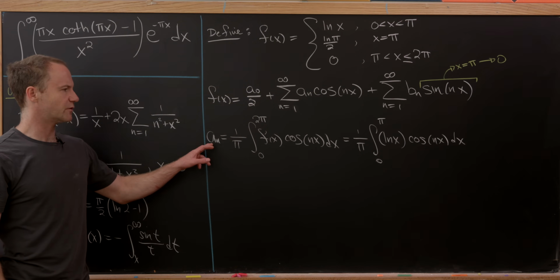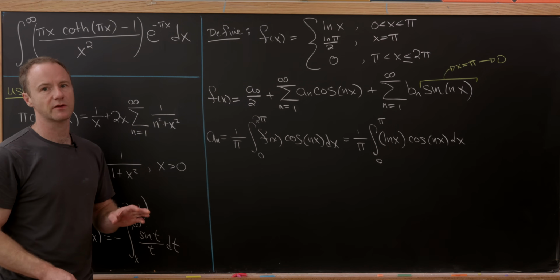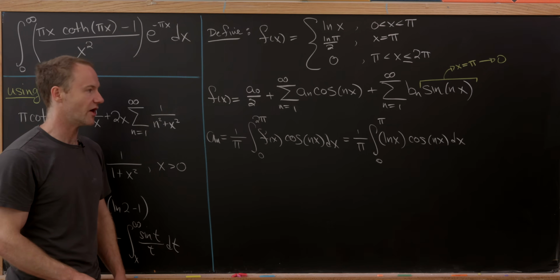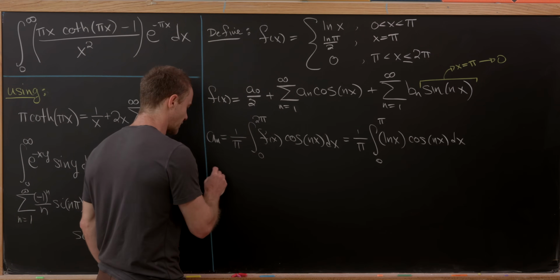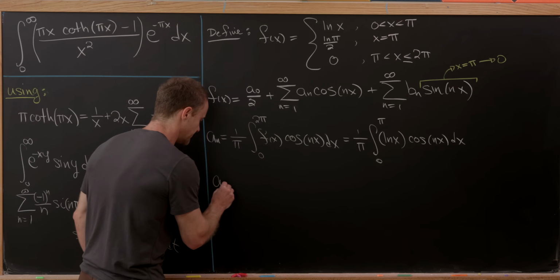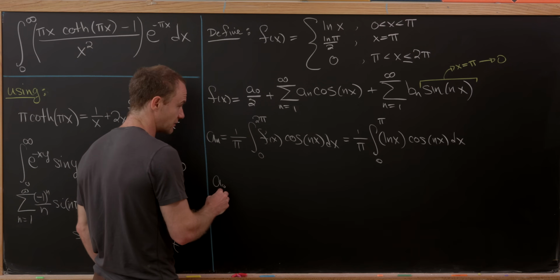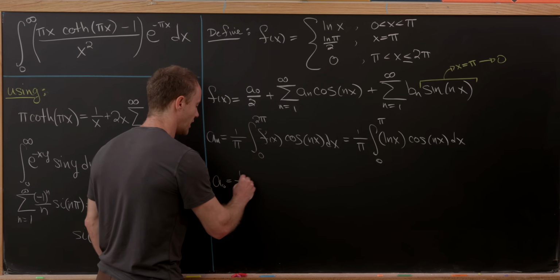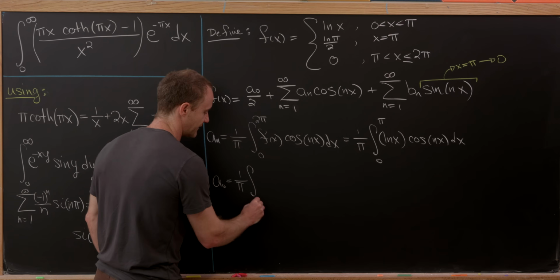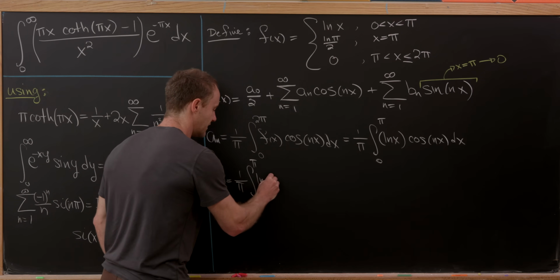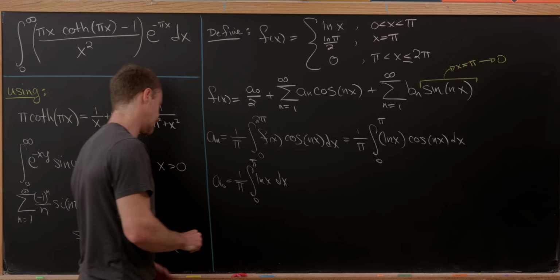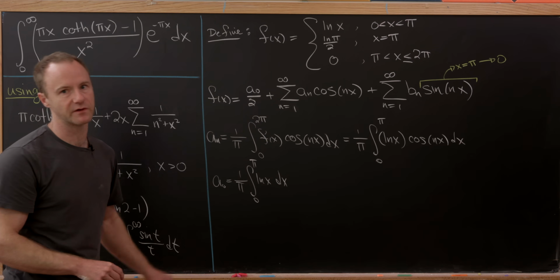Now let's notice that when n is equal to 0, something a little bit different is happening than the other cases. So let's work that case on its own. So we'll have a sub 0 is equal to 1 over pi, and then we'll have the integral from 0 to pi of simply the natural log of x dx. And we can calculate this a number of different ways.